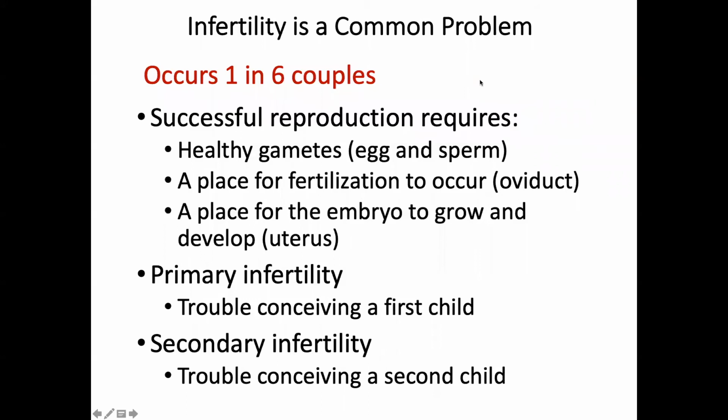A successful reproduction requires many factors, including healthy gametes, a normal oviduct, which is the place for fertilization, and a healthy uterus. Okay? Doctors have defined infertility as 2 categories. If this couple have trouble conceiving a first child, that's primary infertility. If they had a child before and have trouble conceiving a second child, then that's secondary infertility.